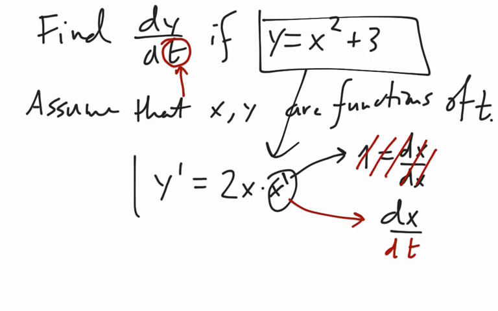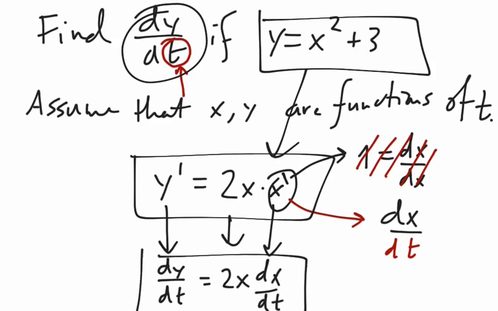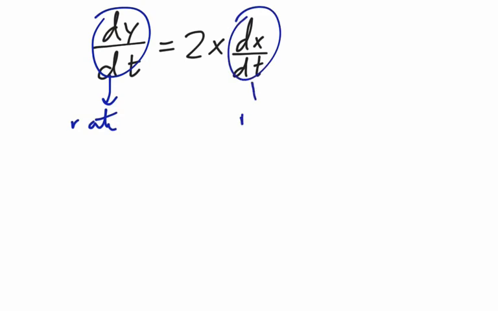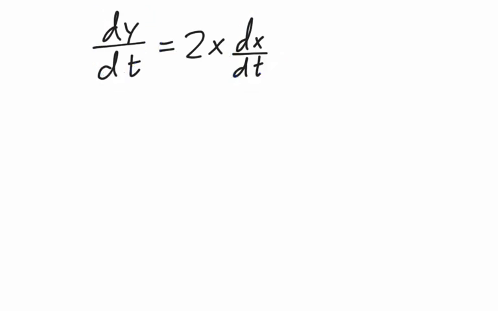And so this is the answer. If we wanted to find dy dt, guess what? y prime is the same as dy dt because t is the variable that we're taking the derivative with respect to. This expression is just as it is, and we're just going to replace x prime with dx dt, and that would be our derivative for this problem. We'll see in a later example what we can actually do with this. Looking at this, this thing is a rate, and this thing is also a rate, and the equal sign relates them. So we have related rates. Sweet.